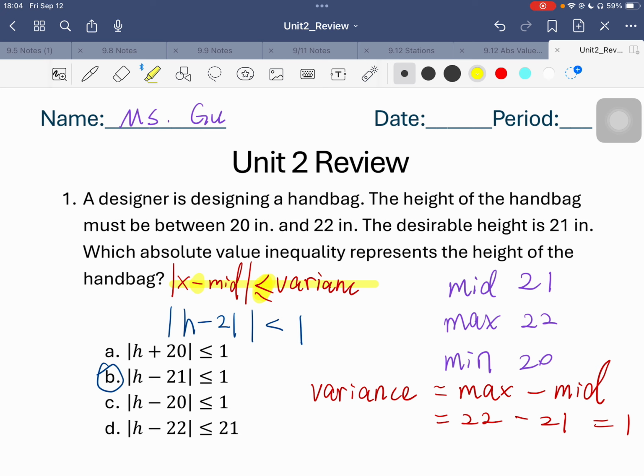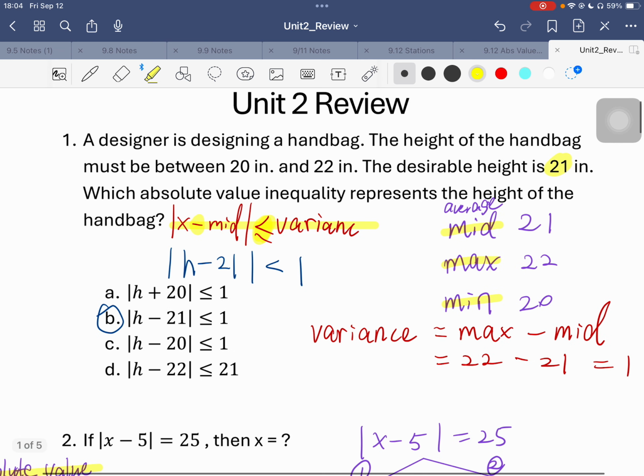For those word problems, please write down the midpoint, max, and minimum. The midpoint is always the average. So it's the number that's standing alone, which is 21. The max is 22, the biggest number, and the min is 20. And the variance, according to the equation, is max subtract the midpoint. So the variance, or the difference, will be 22 minus 21 equal to 1.